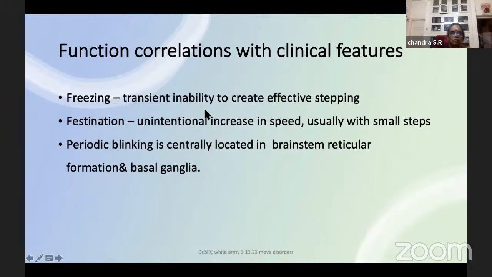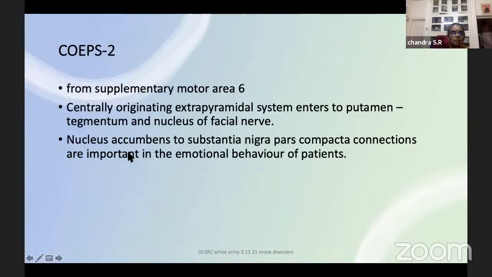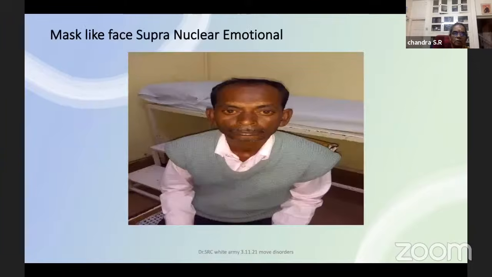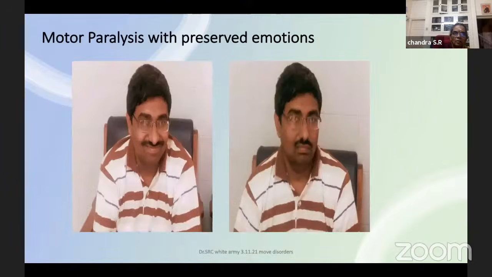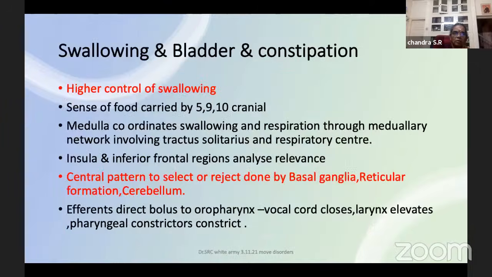Freezing, we have gone through. Unintentional increase in the speed is festination. Periodic blinking can also happen in patients with basal ganglia disease. And you have the centrally originating extrapyramidal system involvement, which gives rise to decreased facial emotions. The centrally arising extrapyramidal system contributes to the facial motor nucleus, which results in emotional paralysis. Here you can see a patient who has retained emotion and motor paralysis; both can happen.